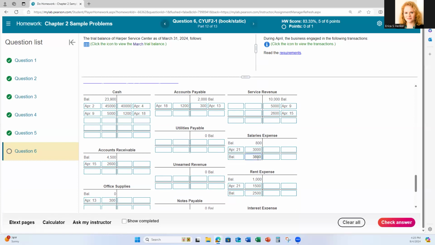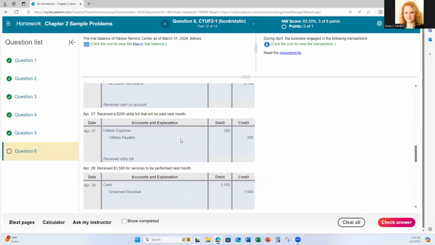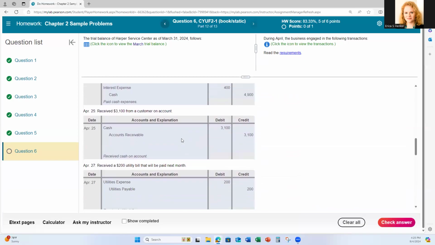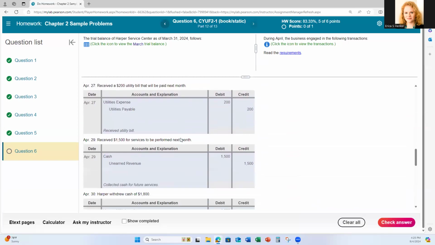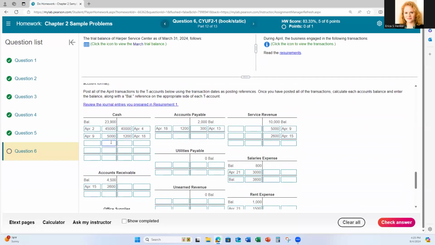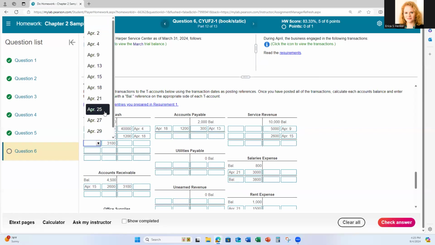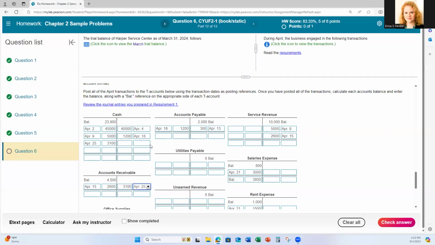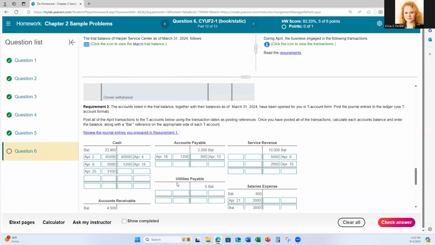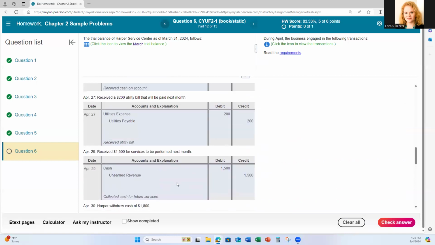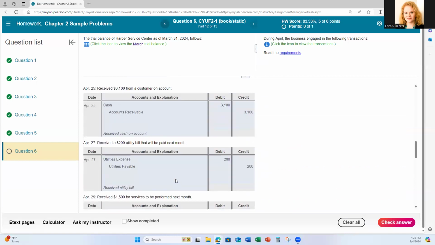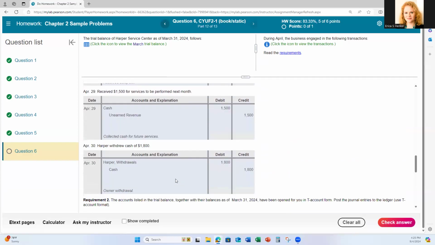Okay. The next transaction we had was cash and accounts receivable, 3,100. April 25th. All right, looks like this one's done. Okay, we'll come back to this in a second here. I'm going to finish the transactions first. Utilities expense and payable for 200.